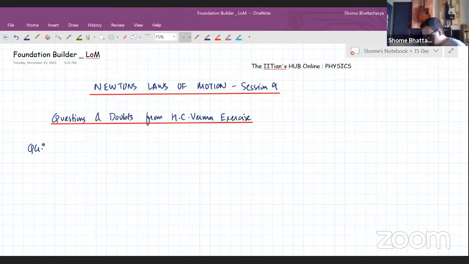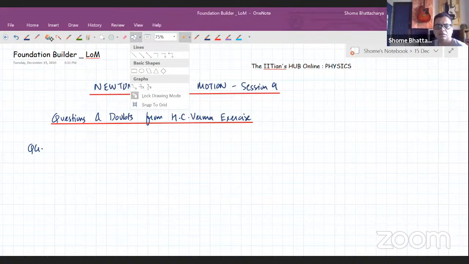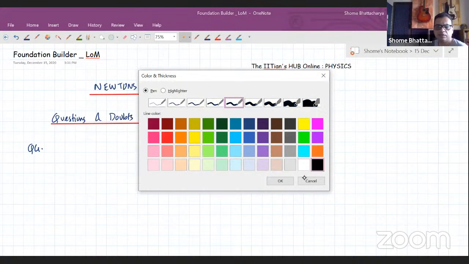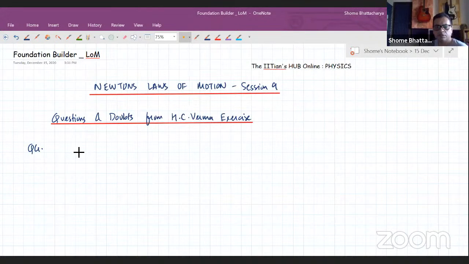So it says that a block of mass 0.2 kg is suspended from the ceiling by a string. Second block of 0.3 kg is suspended from the first block through another string. Find the ratio of the tensions in the two strings. So let me just explain the diagram, and then I think it will be clear to you how to work out this question.